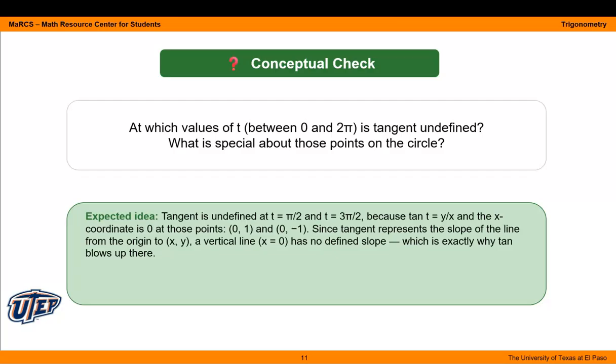This slide asks when tangent is undefined between 0 and 2 pi. Since tangent of t is equal to y over x, tangent is undefined whenever x is 0. That happens at t equals pi over 2 and t equals 3 pi over 2 because these points are 0, 1 and 0, -1. Geometrically, those correspond to vertical lines, and vertical lines do not have a defined slope.